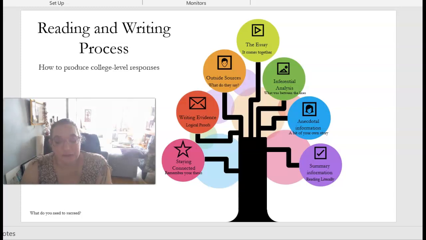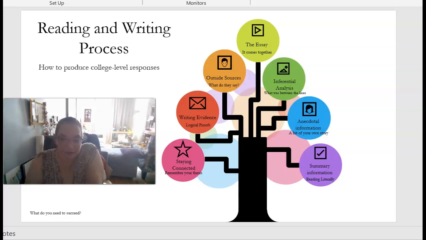So in this video we're going to talk about the writing process and how to present and produce college level responses. This is primarily focusing on the essay. The slideshow is going to talk about three levels of reading: literal, inferential, and evaluative. And essays have an evaluation and an argument. So we're using this metaphor of the tree.